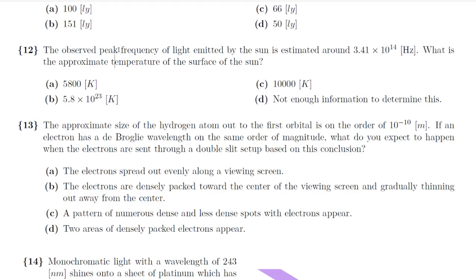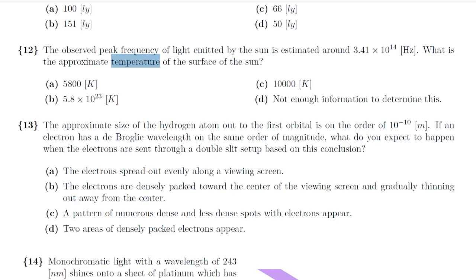The observed peak frequency of light emitted by the sun is estimated to be this frequency here. What is the approximate temperature of the surface of the sun? Here, you have to make the connection that the sun is treated as a black body in physics, which means that you're going to talk about blackbody radiation. There is one very simple equation that we use for that on your formula sheet.